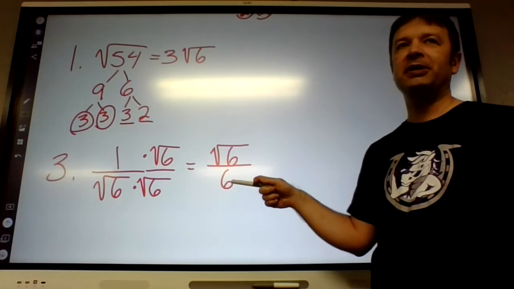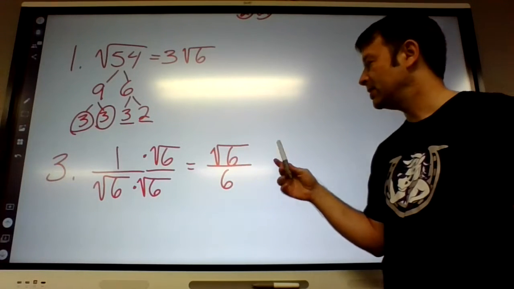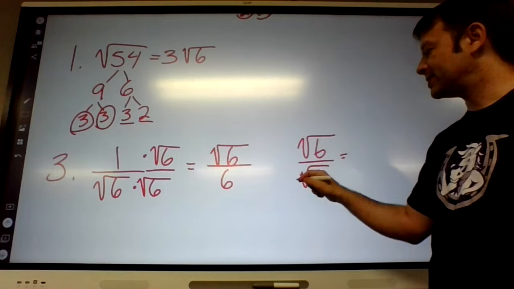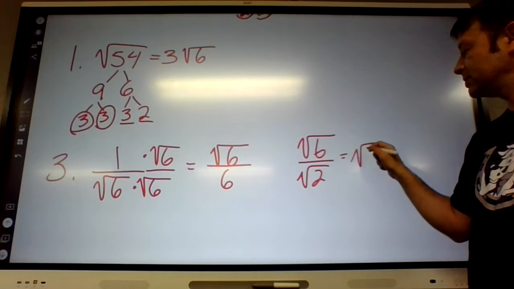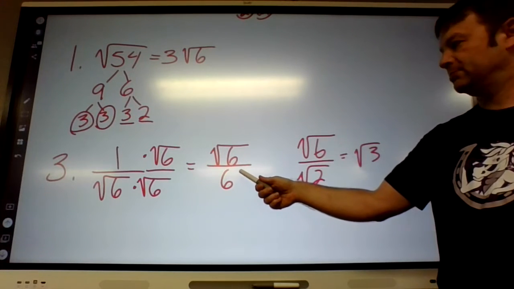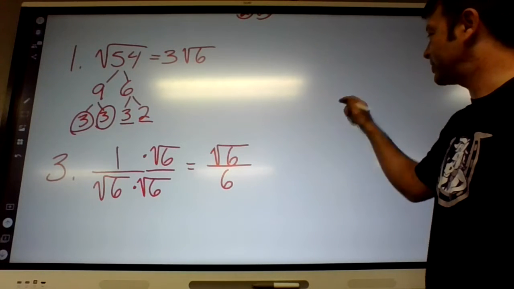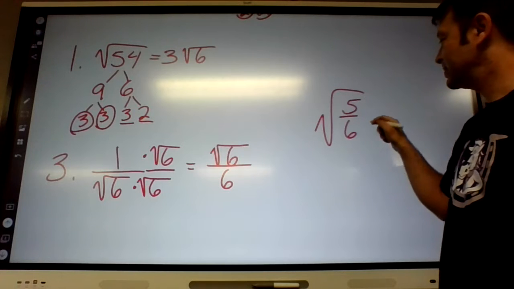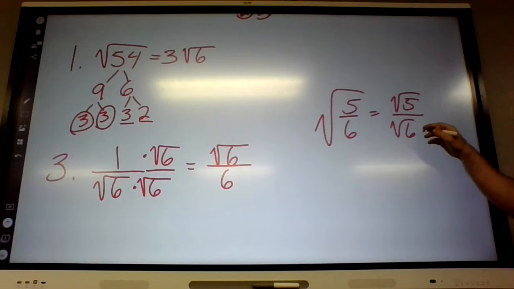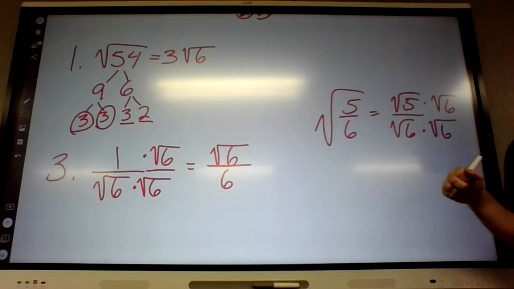Does this reduce right here? No, it does not. Square root of 6 is not reduced to a normal 6. If it was square root of 6 over square root of 2, yes, that reduces. You can divide those, it'd be square root of 3. But if it's a square root and a not square root, it doesn't. What if the entire thing is square-rooted, like the square root of 5 over 6? That's the same thing as square root of 5 over square root of 6, and you can't leave the square root on the bottom, so you'd still have to do that same trick.